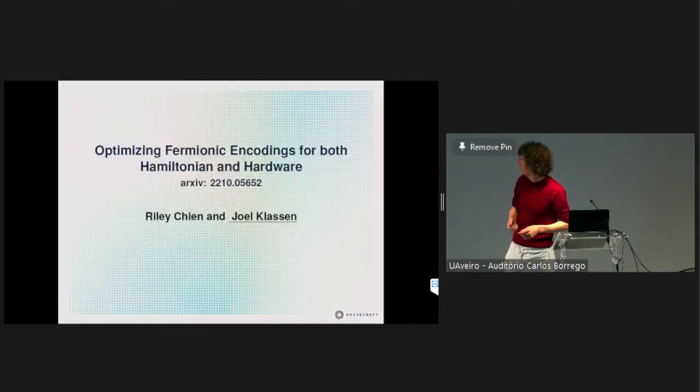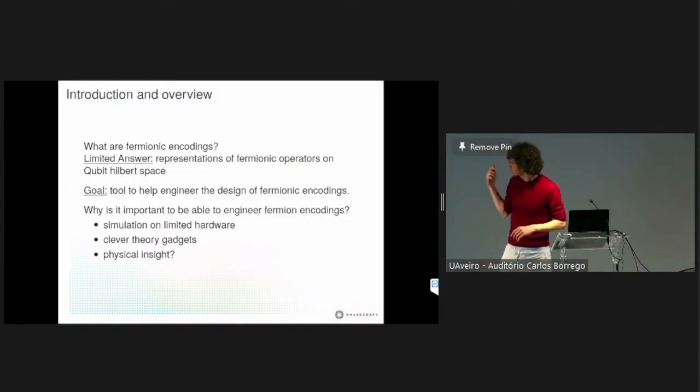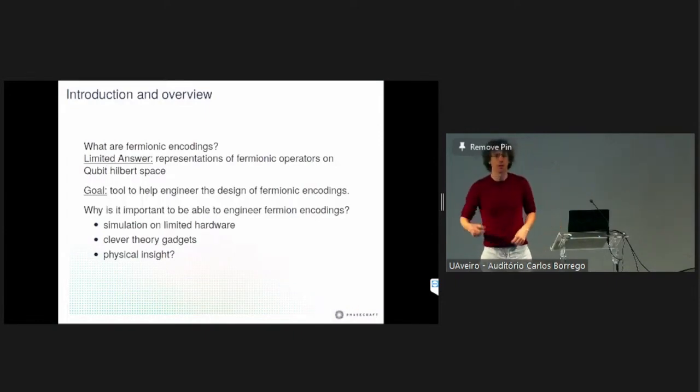So this is about optimizing fermionic encodings targeted to Hamiltonians and to hardware, right? So you want to pair your Hamiltonians with your hardware. Okay, so what are fermionic encodings? A really pithy answer is that they're representations of fermionic operators on qubit Hilbert spaces, right?